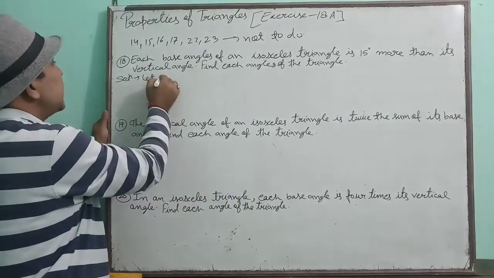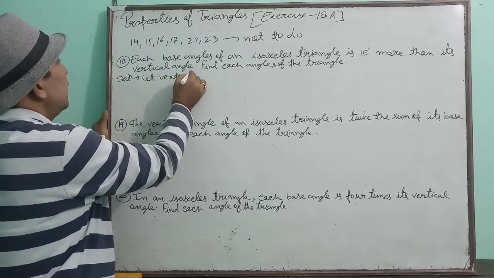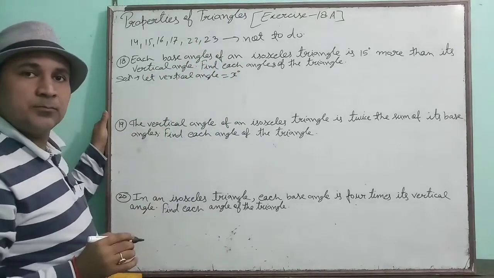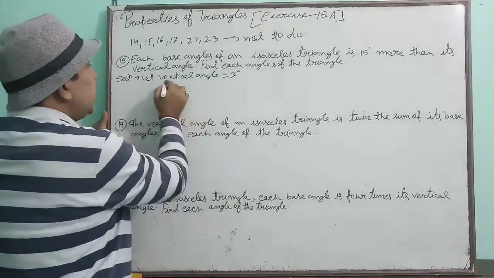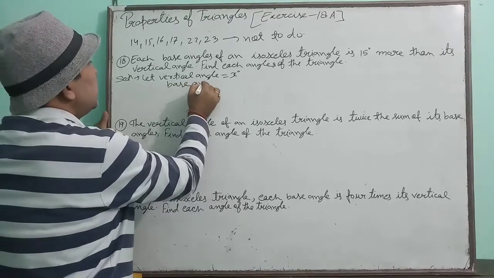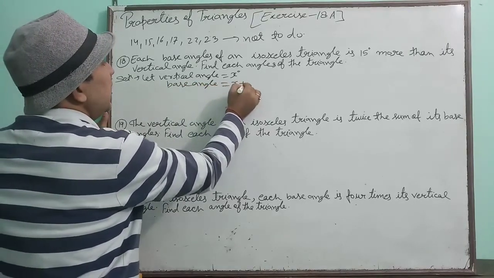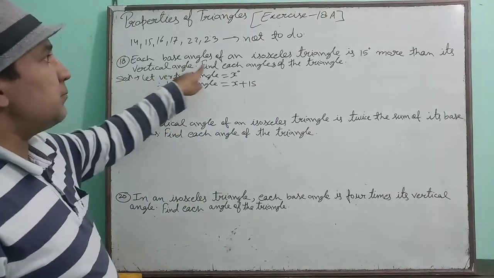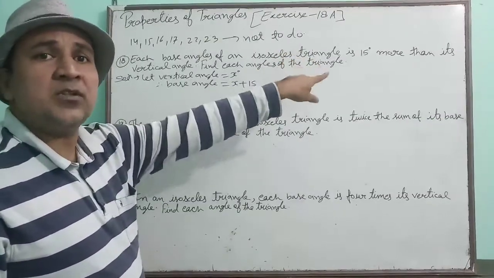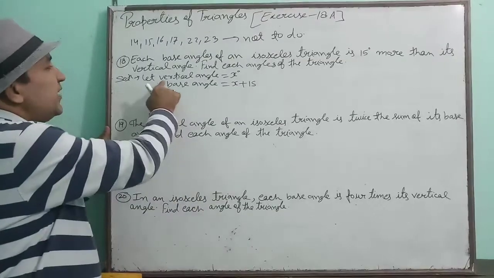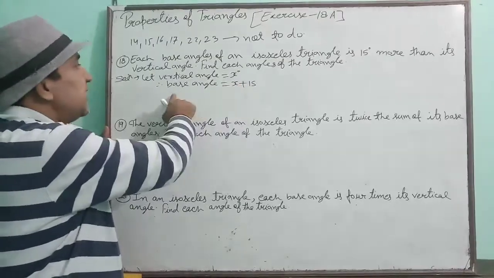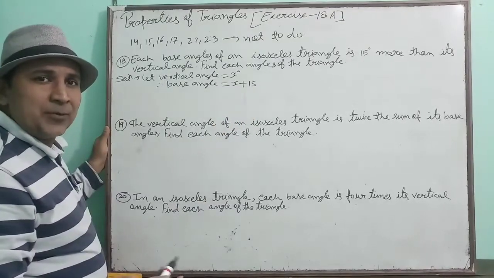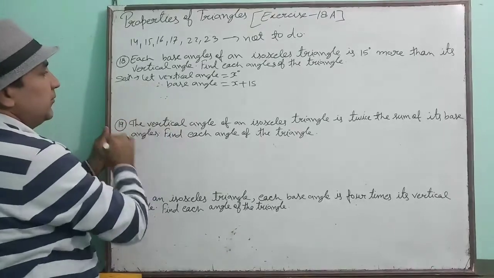So suppose that vertical angle is equal to x degree. Now if vertical angle is x, then base angle will be x plus 15 degree, because according to the question base angle is 15 degree more than its vertical angle. So if we are taking vertical angle x, then base angle will be x plus 15. Now apply the angle sum property and solve your question.